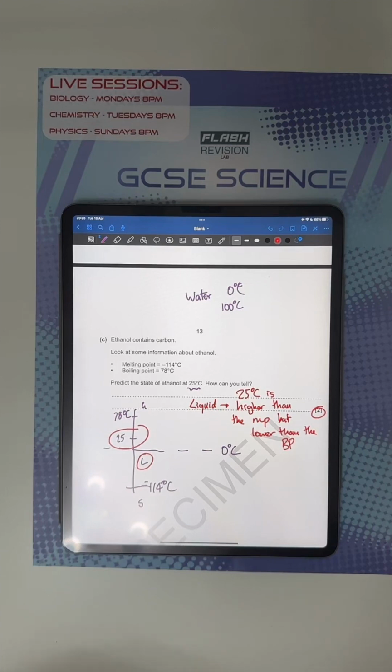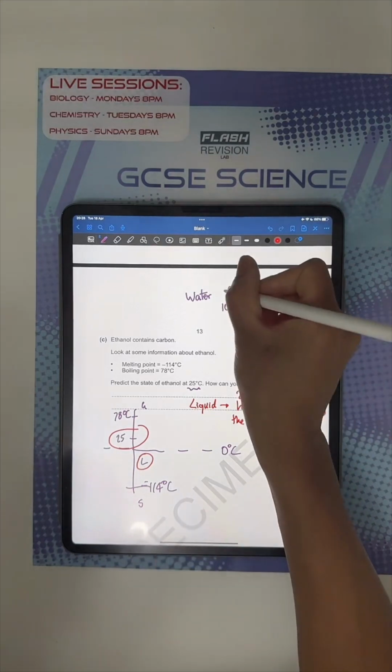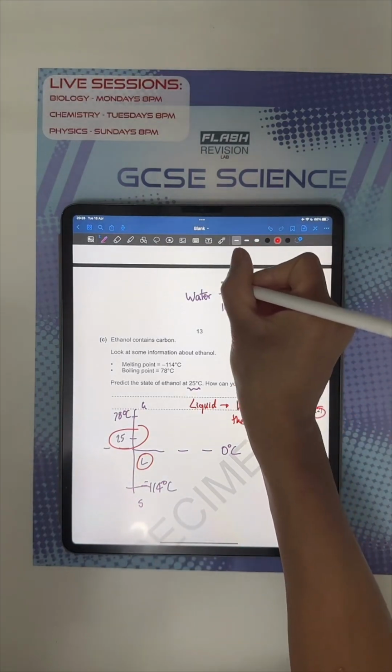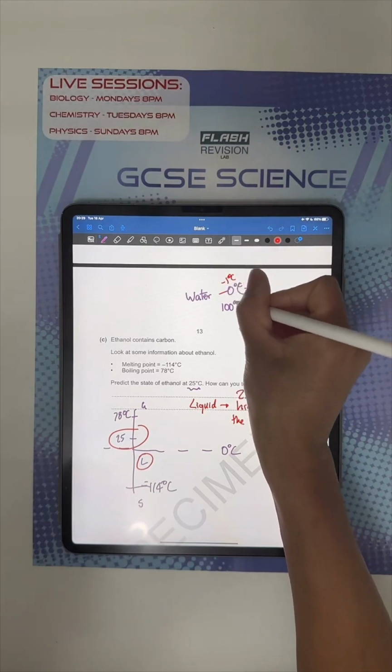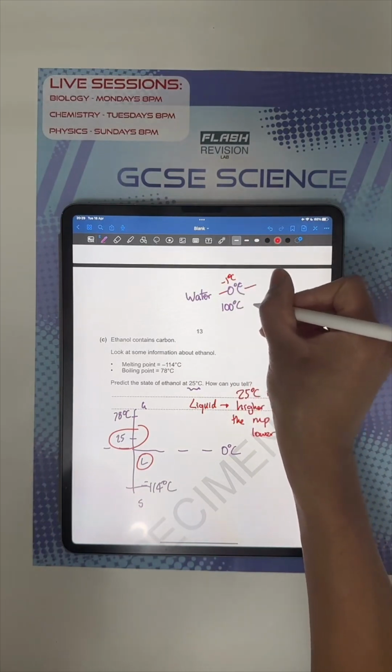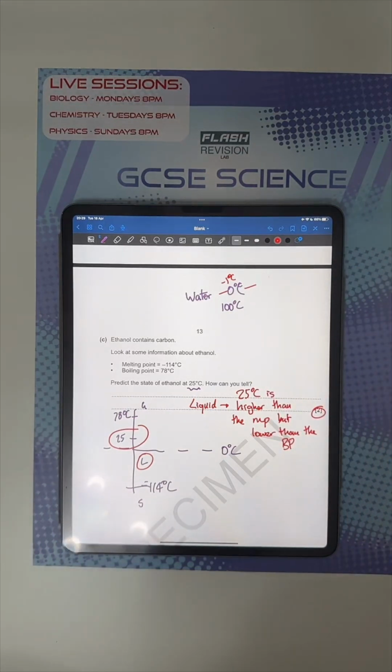I thought that if it went below the melting point, it was a liquid. No, so if it's below the melting point, it would be a solid. So melting point of water is 0. So if we go to like -1, it would be a solid, wouldn't it? But if you have it at 1 degree above the melting point, it will turn into a liquid. I hope that explains it.